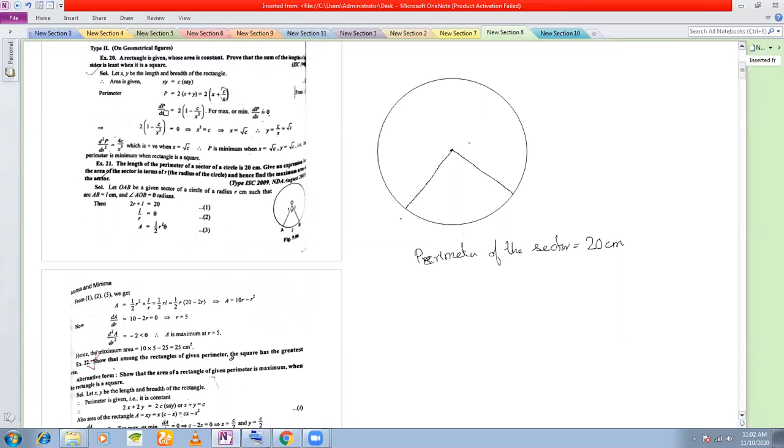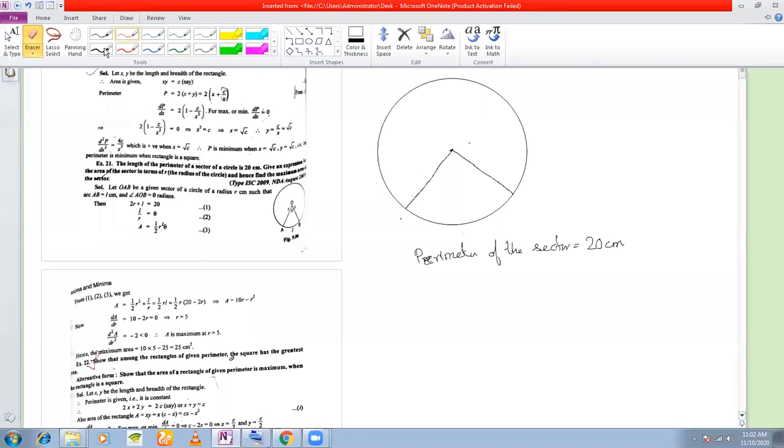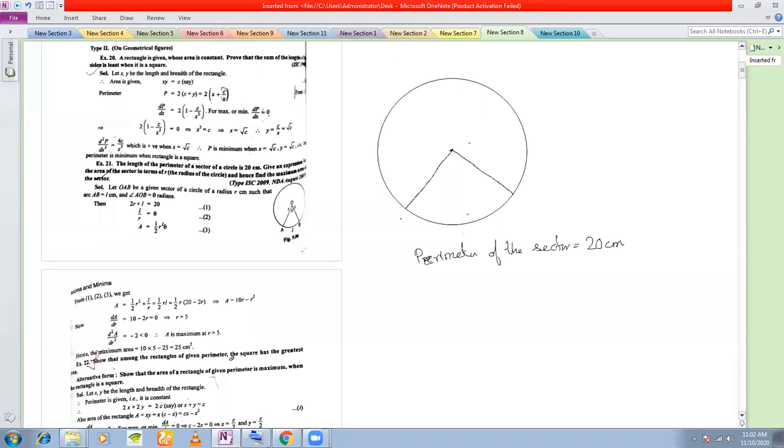Give an expression for the area of a sector in terms of r. So now you need to write the expression for the area of the sector in terms of r, and hence find the maximum area of the sector. So what is the maximizing function here? The maximizing function is the area of the sector, say A.